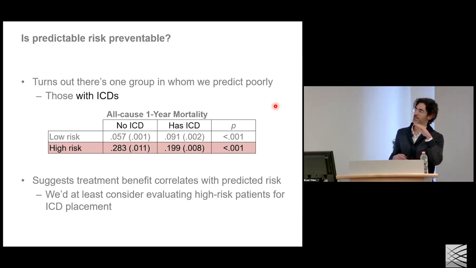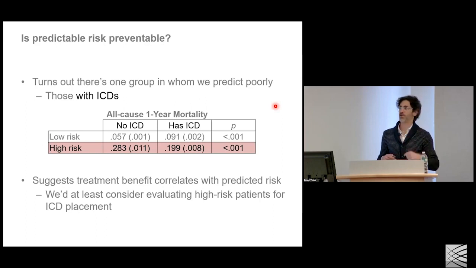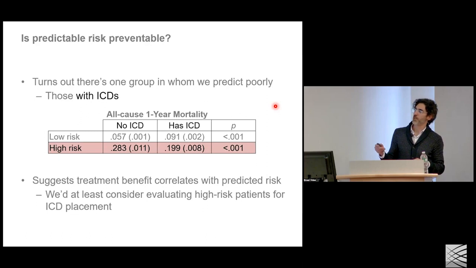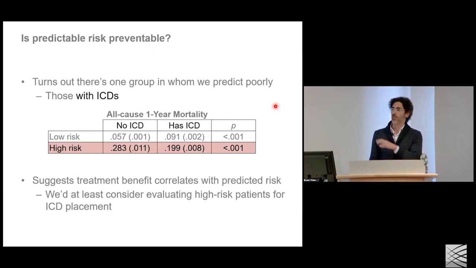So this is a 2x2 table that just shows low risk, high risk using that cutoff we discussed. And then it looks at the all-cause 1-year mortality, with similar results for the sudden cardiac death rate, for the people with versus without an ICD. What you can see is that the low risk people, if anything, have a marginally higher rate of dying at 1 year when they have a defibrillator versus not, whereas the trend is the exact opposite in the high risk people.